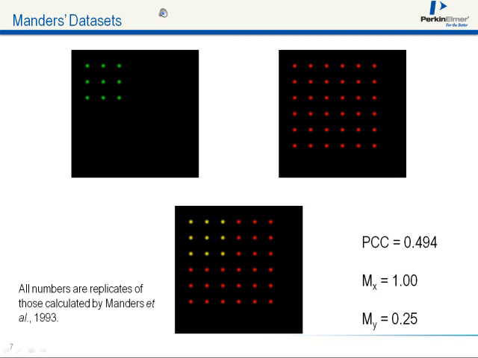In this example, 3/4 of the green Gaussian objects have been deleted, but the remaining 9 colocalize perfectly with 9 red Gaussian objects. So PCC is now 0.494, Mx is 1, and My is 0.25. So that means all of the green intensities are colocalized with red, and 1/4 of the red intensities are colocalized with green. So Mx and My can be completely different.